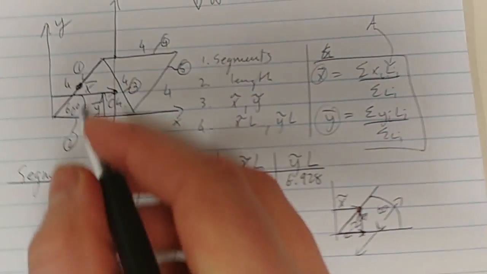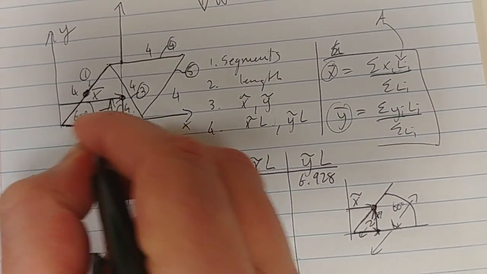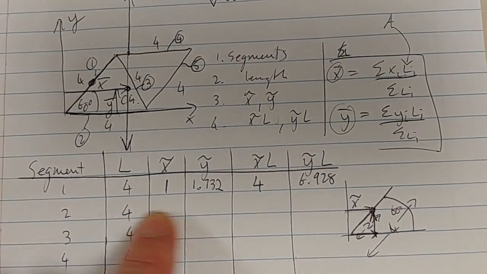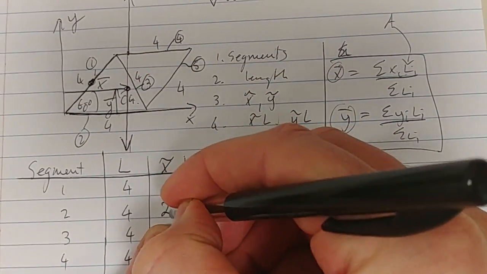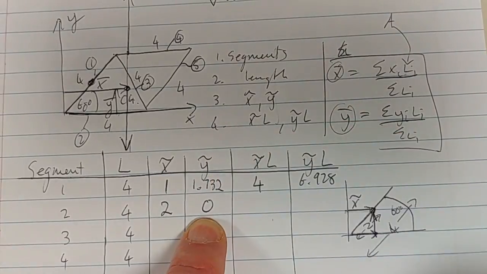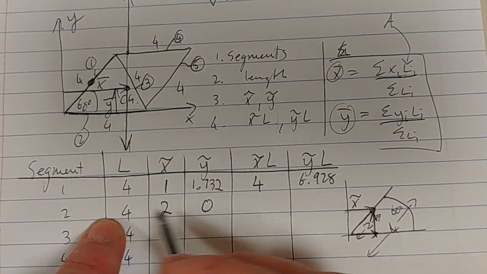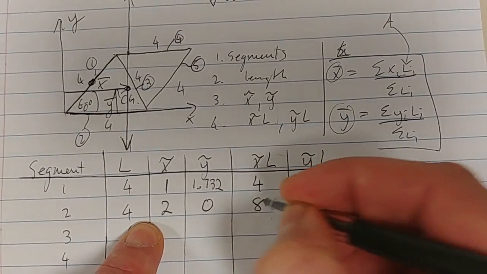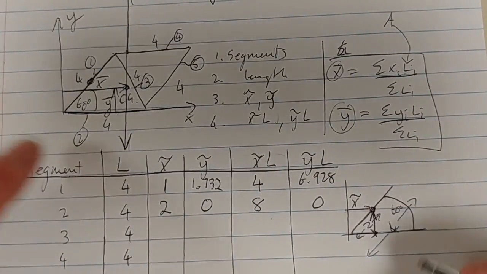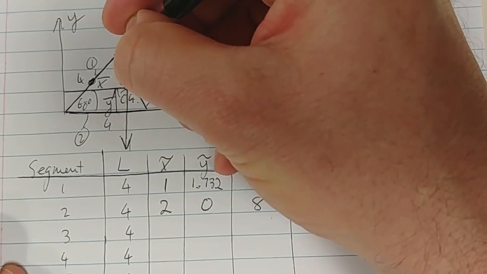So now what's the second one? There's the second member. We know the length is 4, the x will be 2, and what about the y? It will be 0, because it's not going anywhere in the y direction. So 4 times 2 gives me 8, and that is 0.